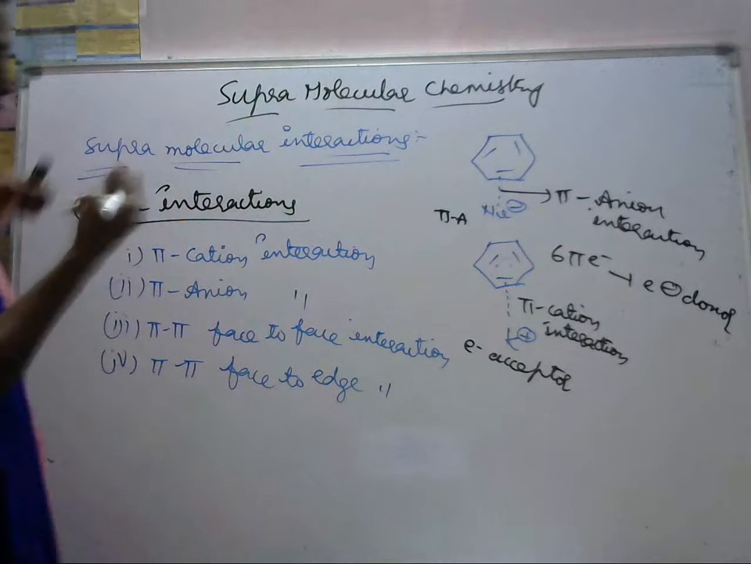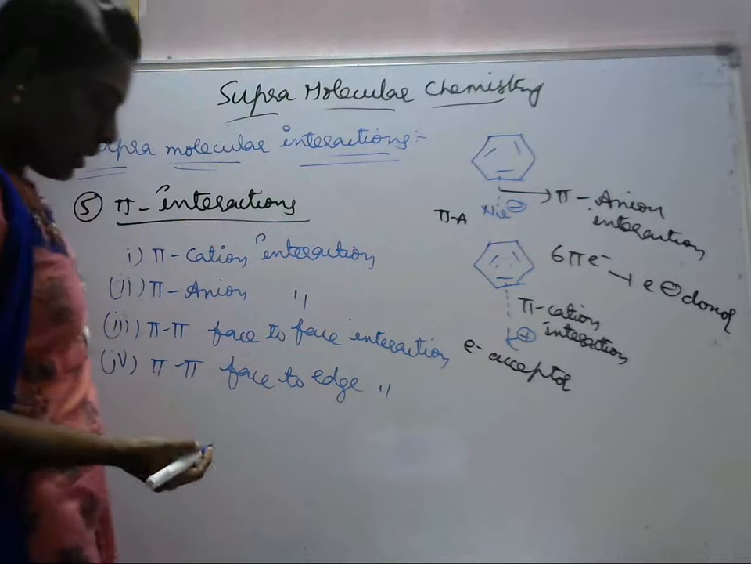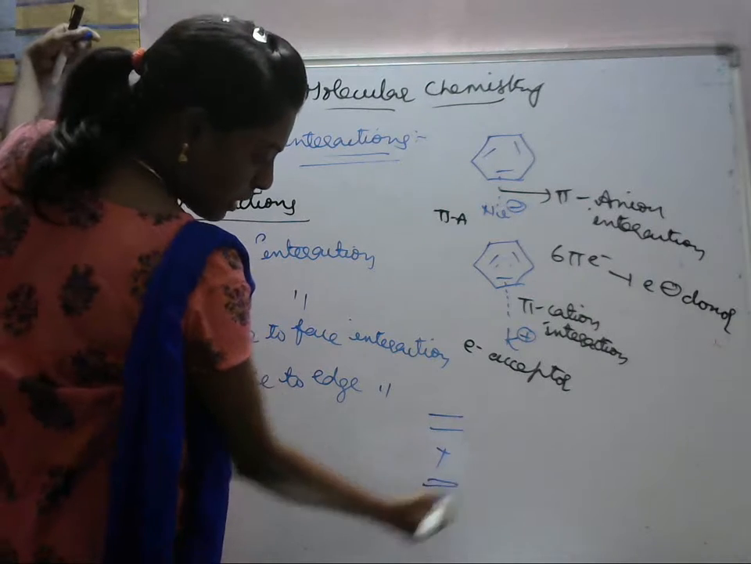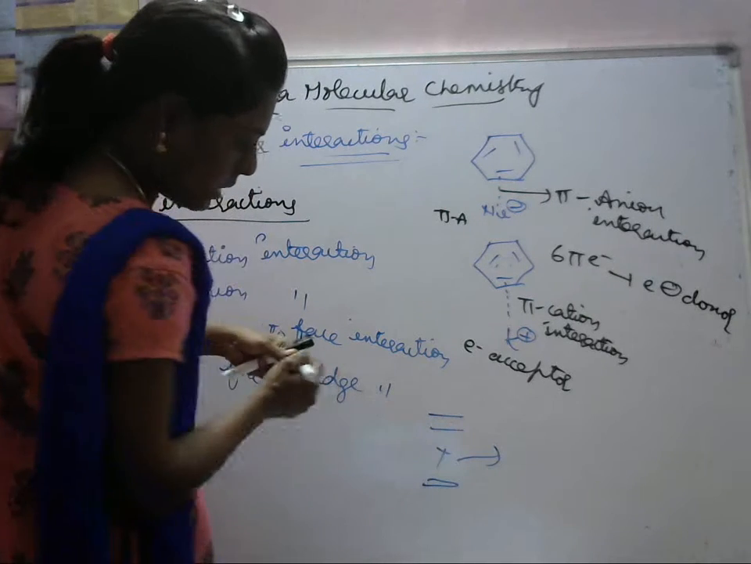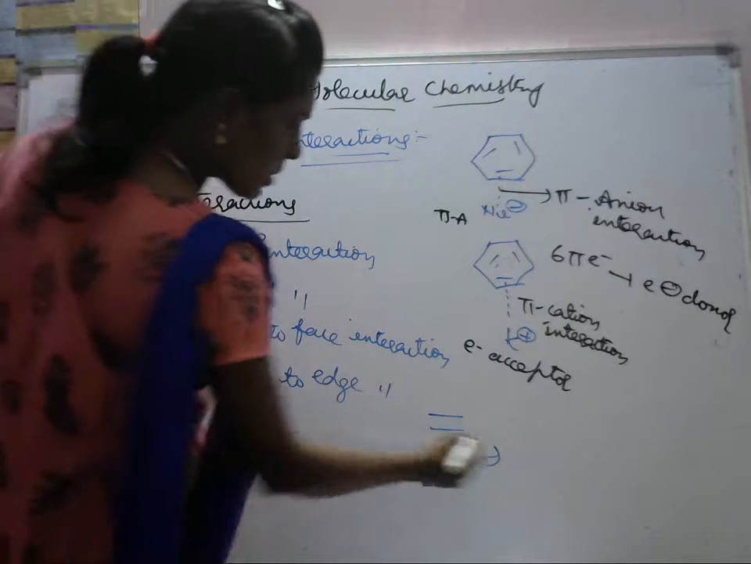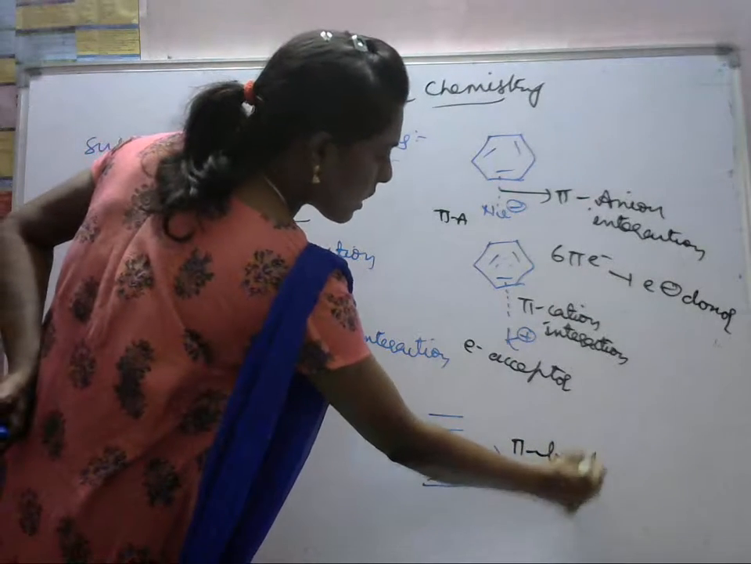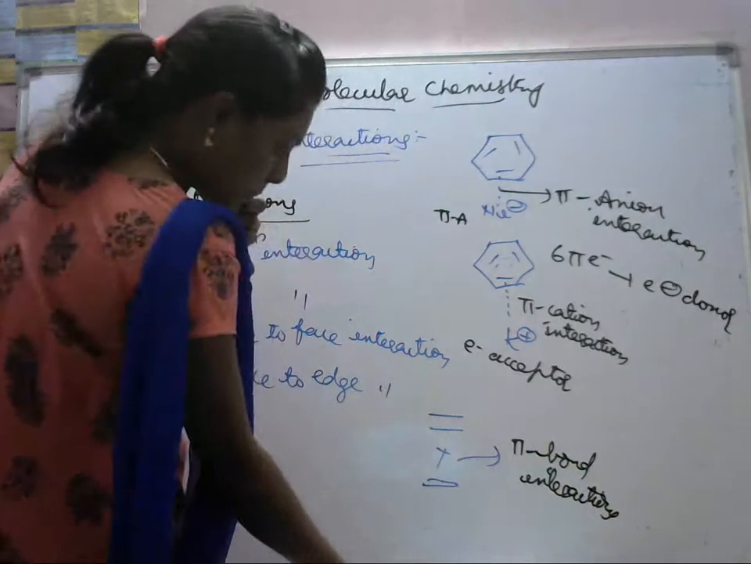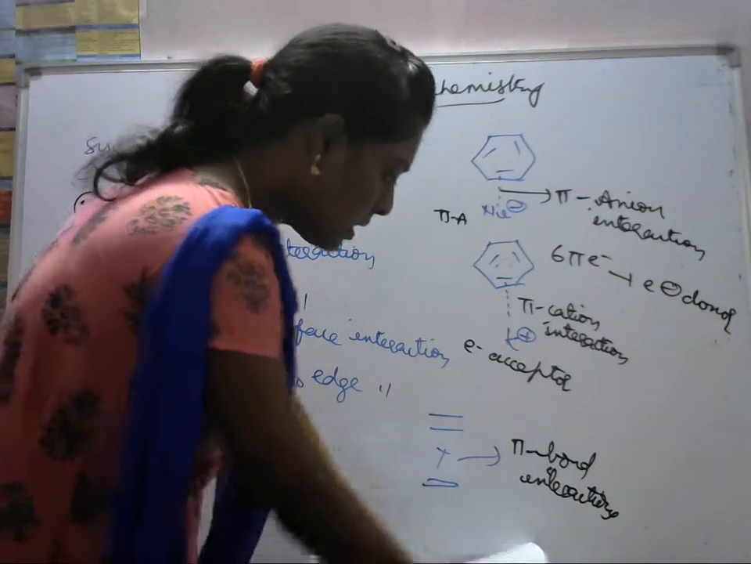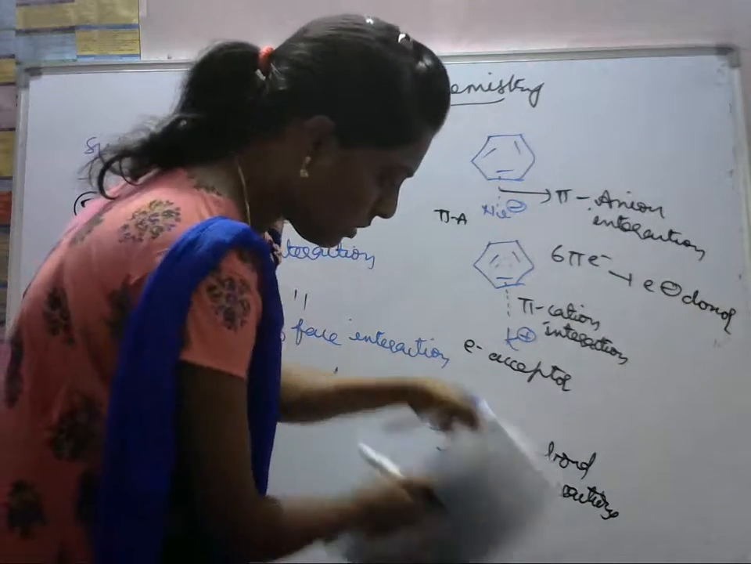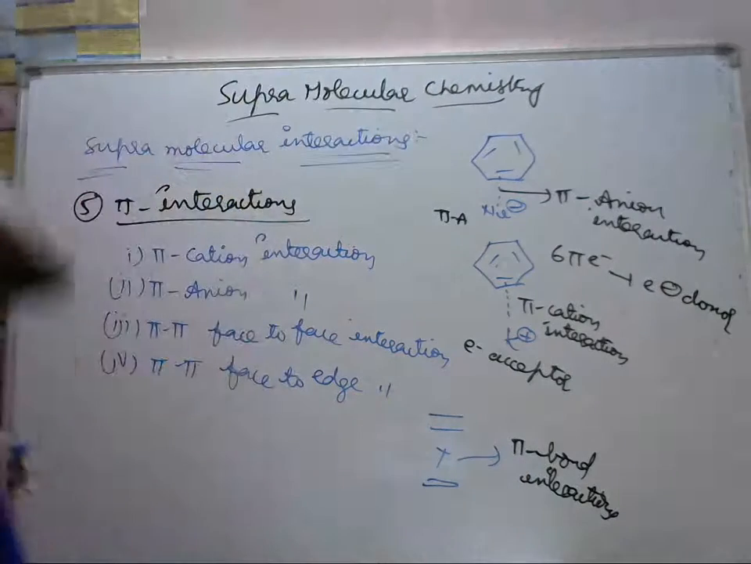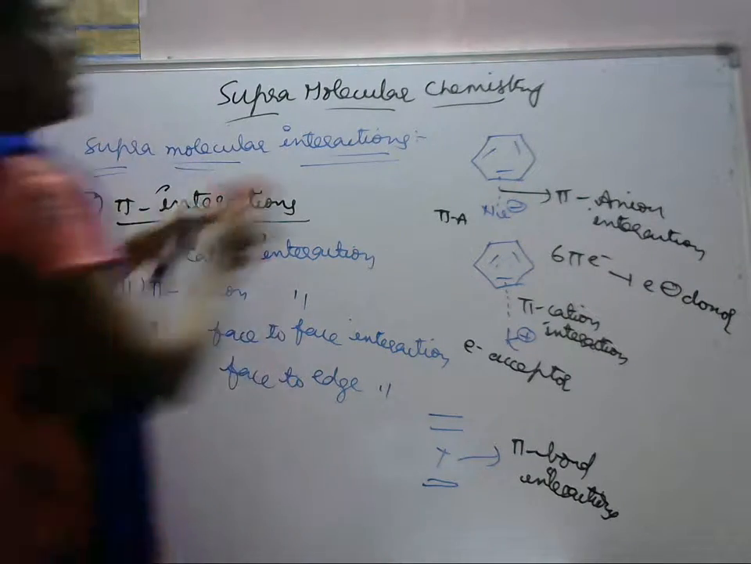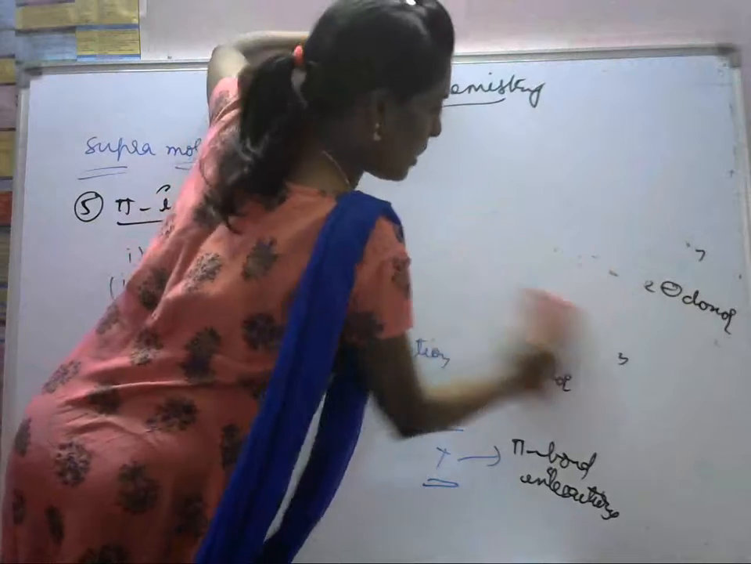And for the third type, here pi plus pi will be there. So this is called pi to pi face to face interactions, pi bond interactions. So this is the pi to pi bond interactions. Next, we can write it as pi to cation and pi to anion.